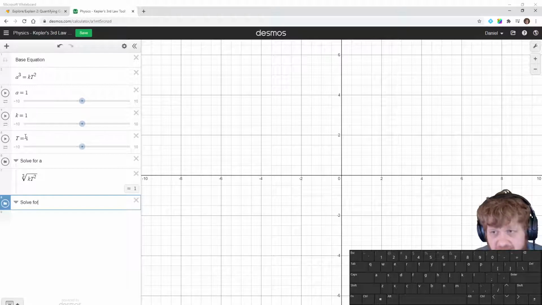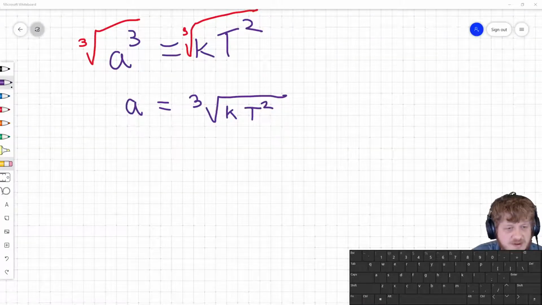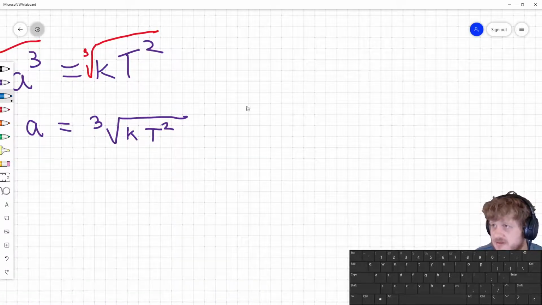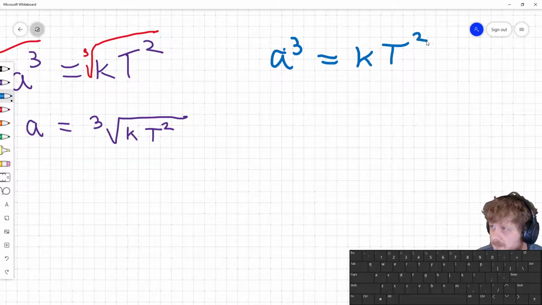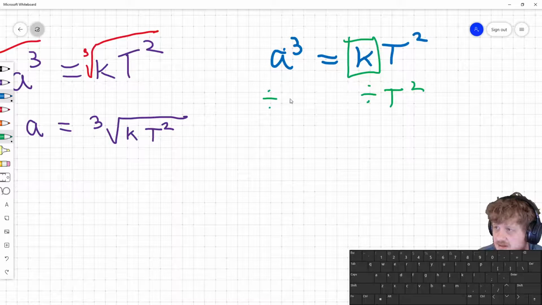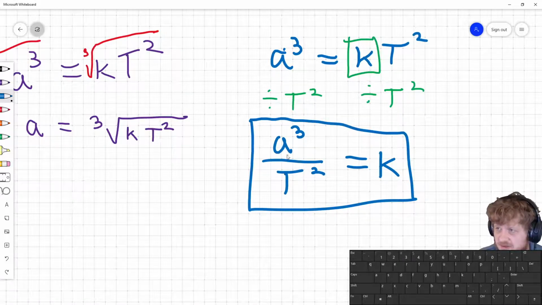So we'll write solve for k, and we'll hit enter, and now we'll go back to our whiteboard, and spend a moment solving our equation for k. So we'll start back up again with our base equation, which is a cubed equals kt squared. What we want to do is isolate our k. And to do that, we would need to divide both sides by t squared. So we're left with a cubed over t squared equals k.